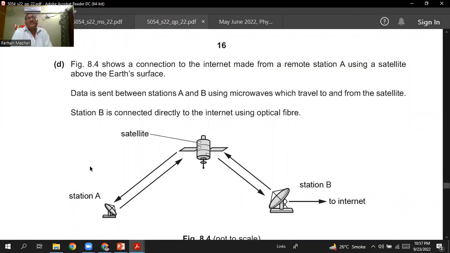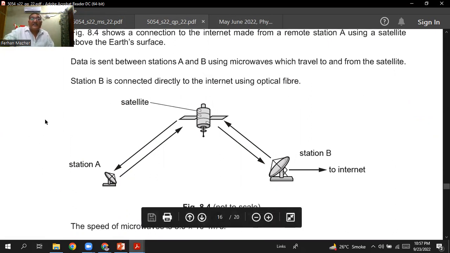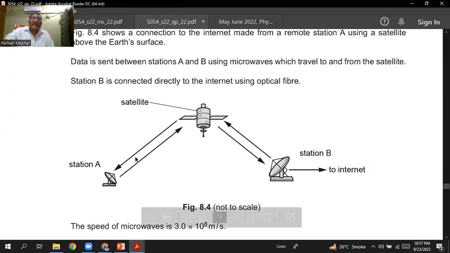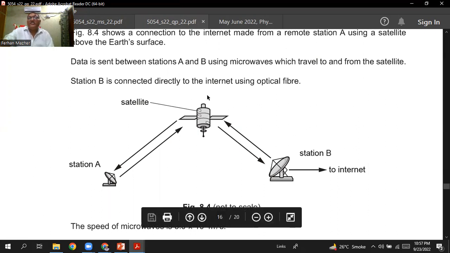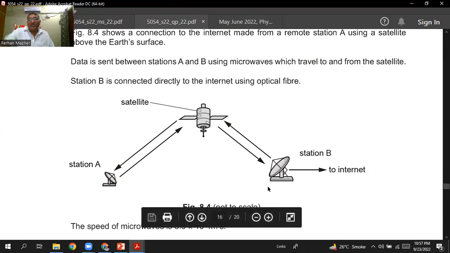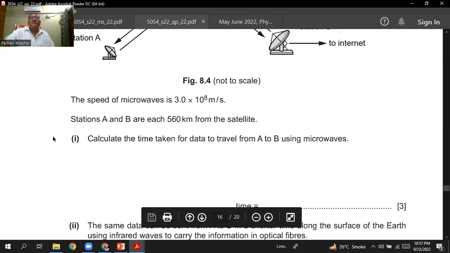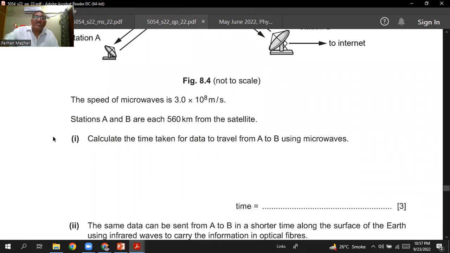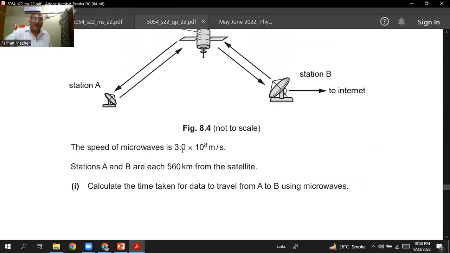Figure 8.4 shows a connection to the internet made from a remote station A using a satellite above the Earth's surface. Data is sent between station A and B using microwaves which travel to and from the satellite. Station B is connected directly to the internet using optical fiber. So there's another option: you can directly connect B and A by optical fiber. The speed of the microwave is 3 × 10^8 meters per second. Stations A and B are each 560 kilometers from the satellite. Calculate the time taken for the data to travel from A to B using microwaves.